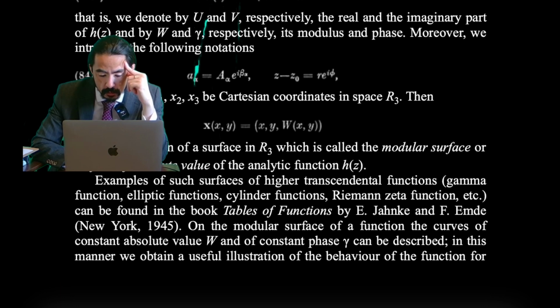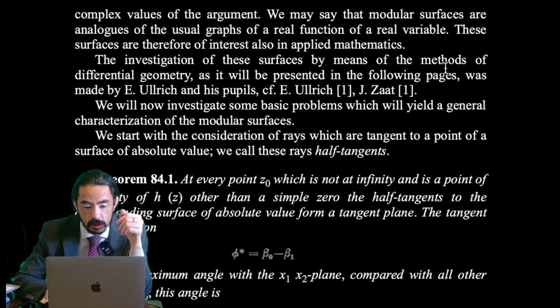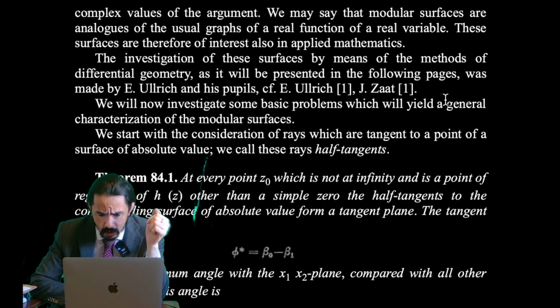On the modular surface of a function, the curves of constant absolute value, capital W, and of constant phase, lowercase gamma, can be described. In this manner, we obtain a useful illustration of the behavior of the function for complex values of the argument. We may say that modular surfaces are analogs of the usual graphs of a real function of a real variable. These surfaces are therefore of interest also in applied mathematics.